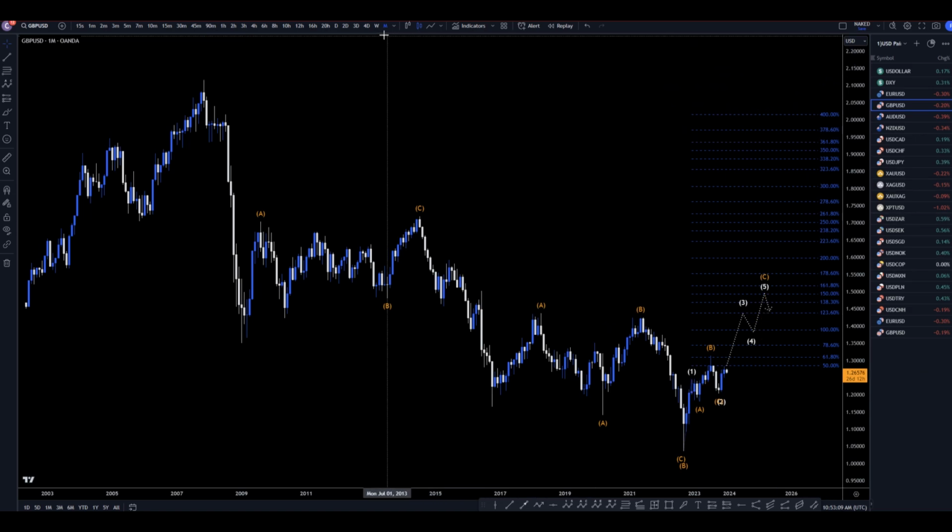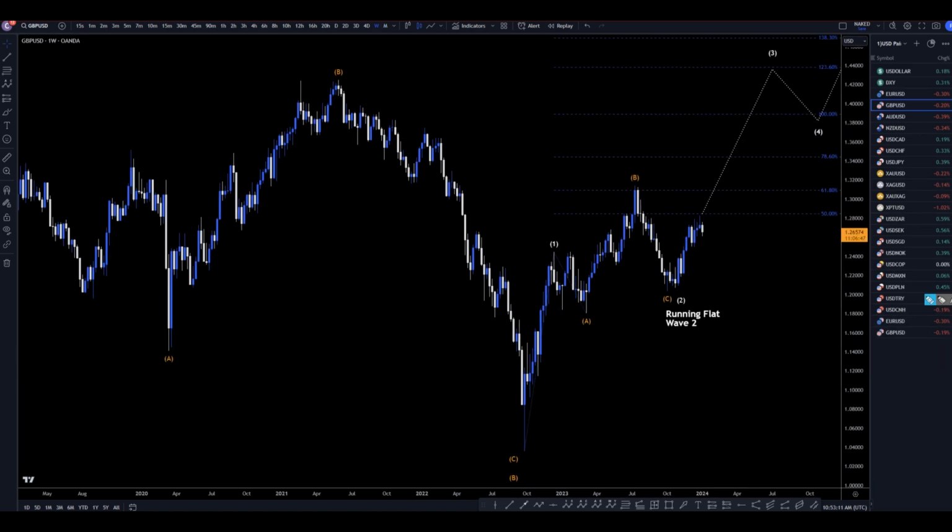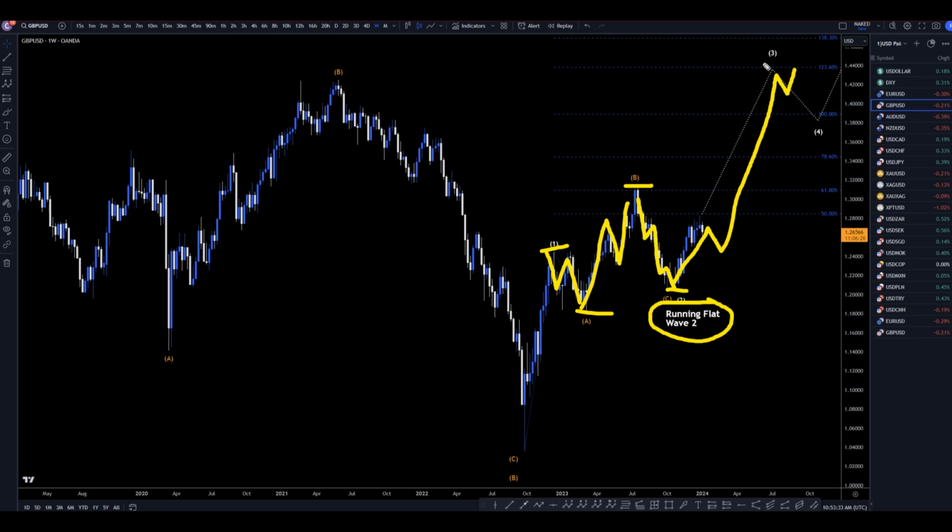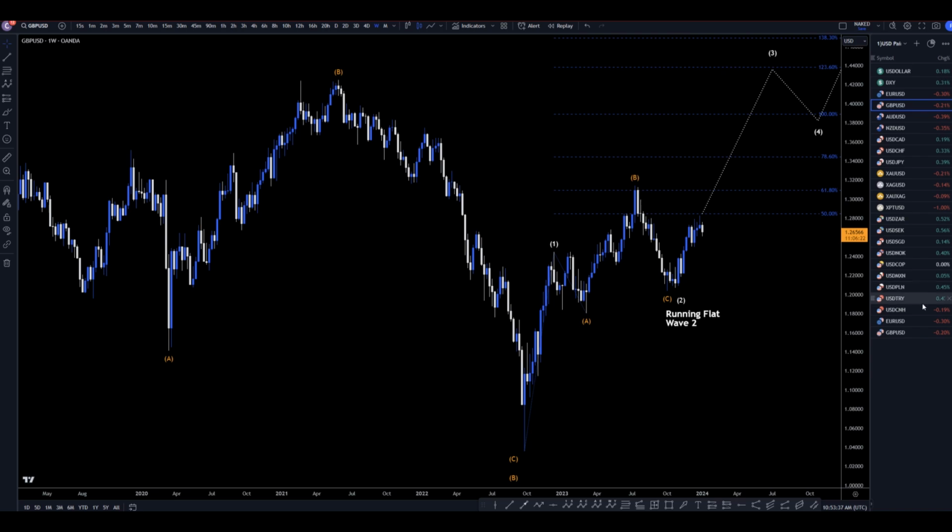So let's take a look at it on the weekly time frame. On the weekly time frame, I do believe this is an expanding flat or running flat wave 2, because the wave B is a way higher high than the wave 1. The wave A has 3 waves, the wave B has 3 waves, and then the wave C has 5 waves. The wave C is a higher high than the wave A, which definitely fits a running flat scenario. That means this is probably a 1, 2, 3, 4, 5 of wave 3 that is forming right now, just like what I was showing on the higher time frames.